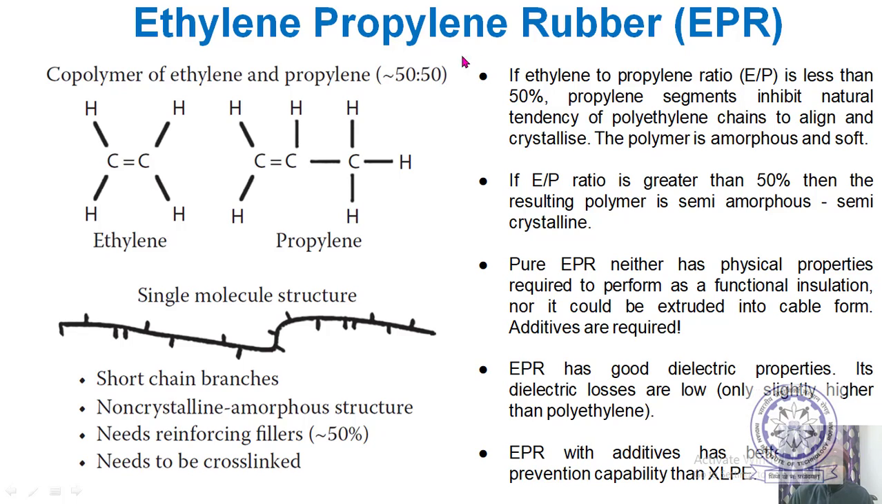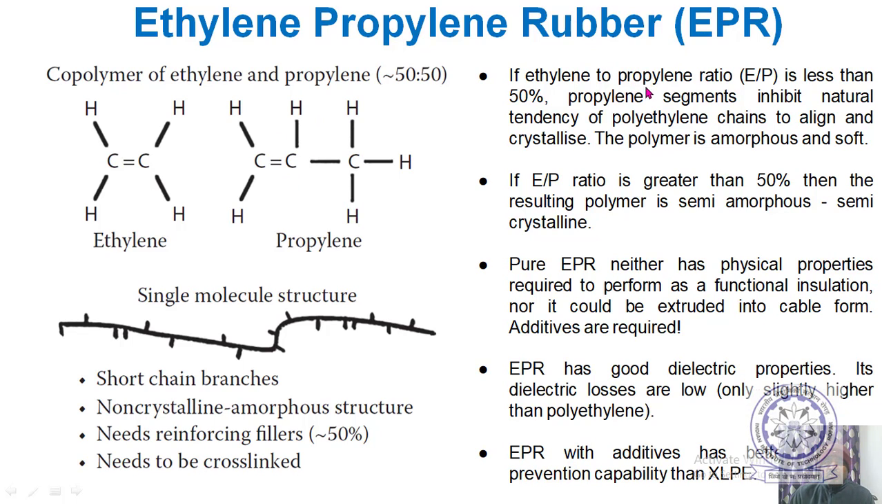Now ethylene propylene rubber is known as EPR. Sometimes it is called EP gum. Rubber is also called gum, so EP gum. This is a copolymer of ethylene and propylene, normally 50-50 percent. This is ethylene, this is propylene. So a single molecular structure is shown here. Short chain branches like this, non-crystalline and amorphous structure. It needs reinforcing fillers actually, and needs to be cross-linked also.